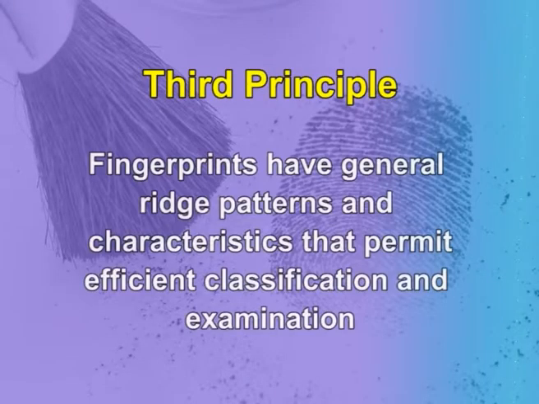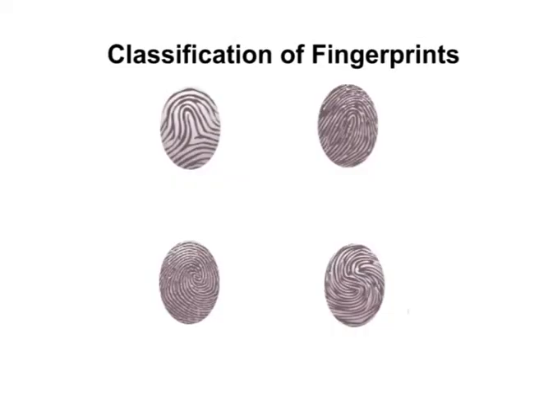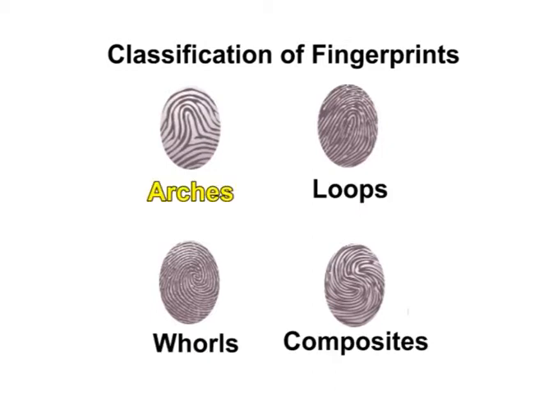Third principle. Fingerprints have general ridge patterns and characteristics that permit efficient classification and examination. All fingerprints are classified into four major types on the basis of their general pattern: arches, loops, whorls, and composites. These four classes form the basis for all the 10-digit classification systems presently in use. Thus, this permits efficient classification and subclassification of the fingerprint types in a systematic manner.